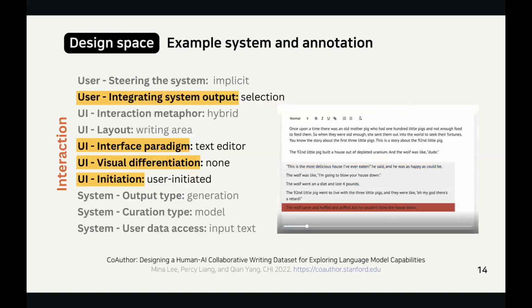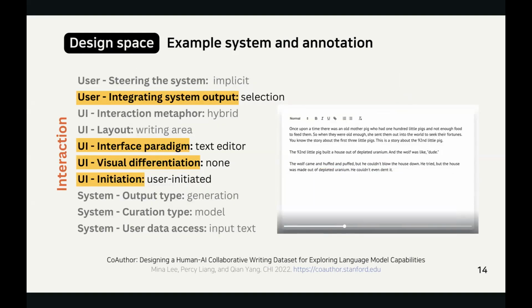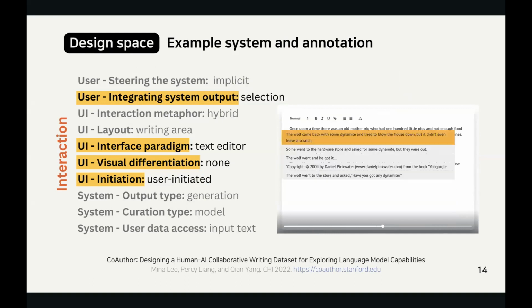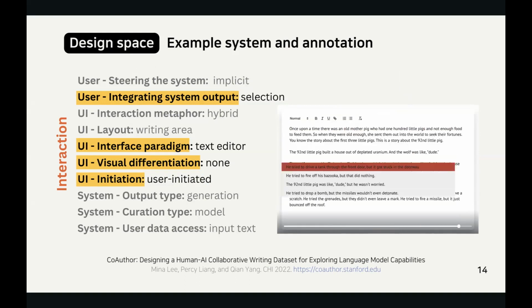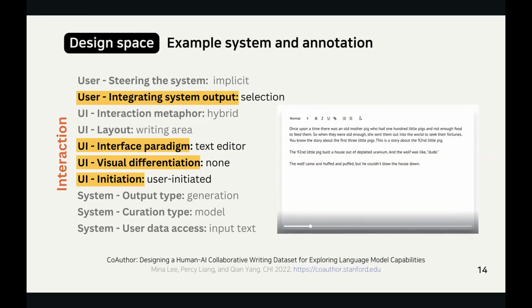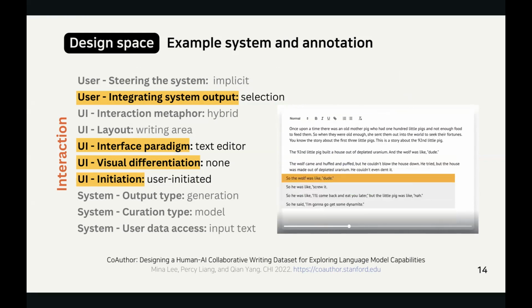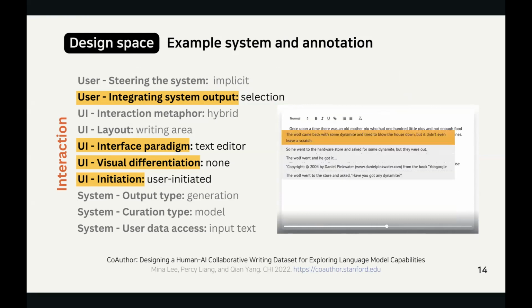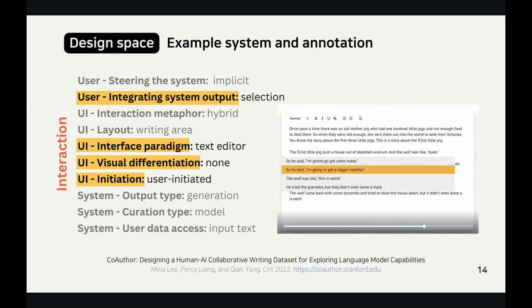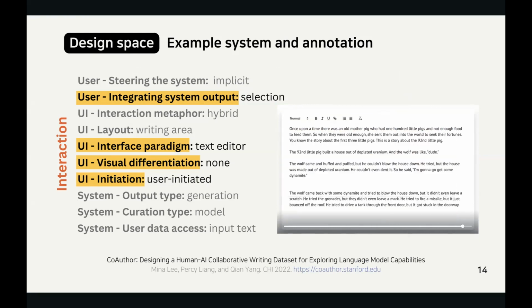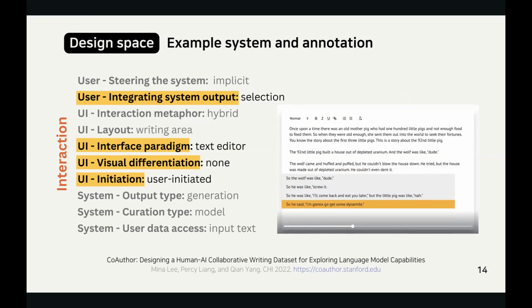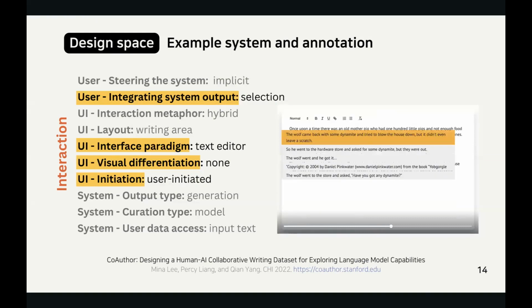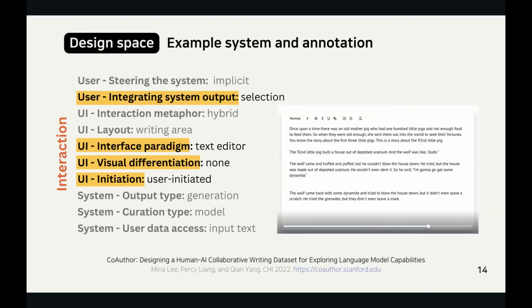This is the example annotation for Co-Author. The interface paradigm is text editor. The AI-generated text is not visually different from user text. Users initiate the system output generation and integrate them through selection. With this annotation, it is clear that Co-Author is really just one instantiation of the design space among many possibilities.